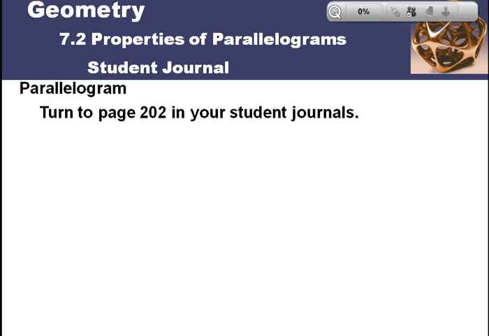Okay, good morning. We're going to cover section 7-2, which is properties of parallelograms. So if you could look at page 202 in your student journals, that would be terrific. I'm going to give you a few minutes to get those out.